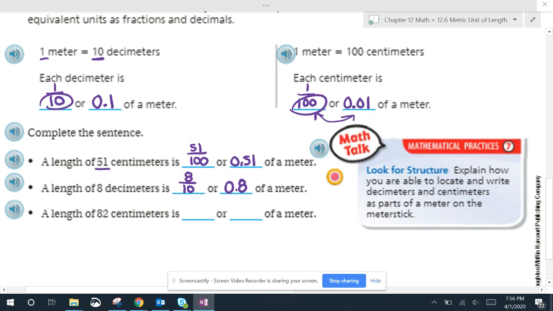Last but not least, 82 centimeters is 82 hundredths of a meter. Now I can write them either way. We've got our pattern of fractions here where the bottom, or the denominator, is 100, or we have our pattern of decimals where we have our decimal place representing numbers smaller than 1.